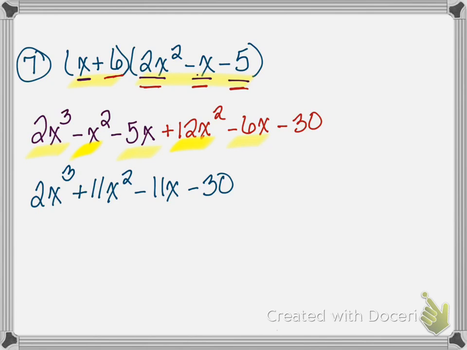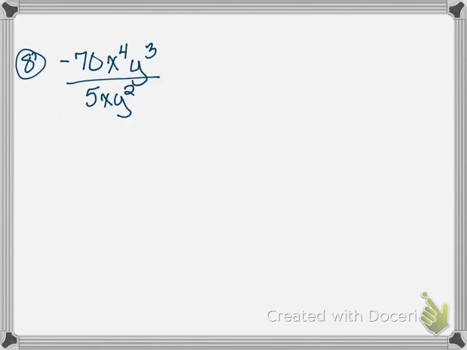For number 8, we are dividing. So we've got negative 70 x to the 4th, y to the 3rd, over 5x y squared. So what we're going to look at first is my numbers right here. So 5 goes into both of these.